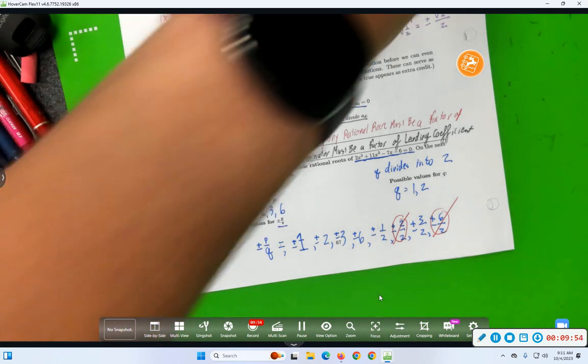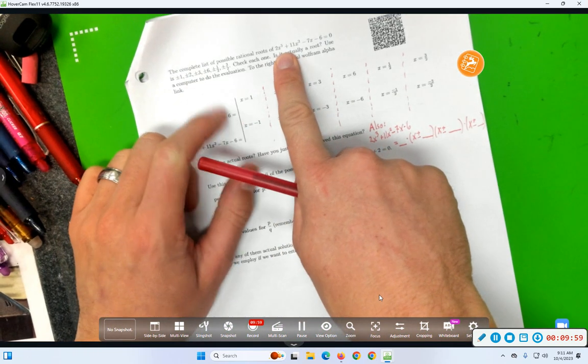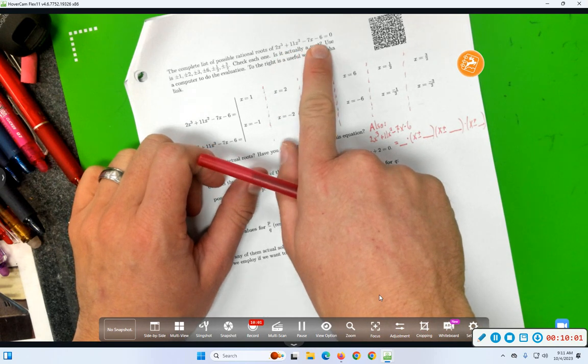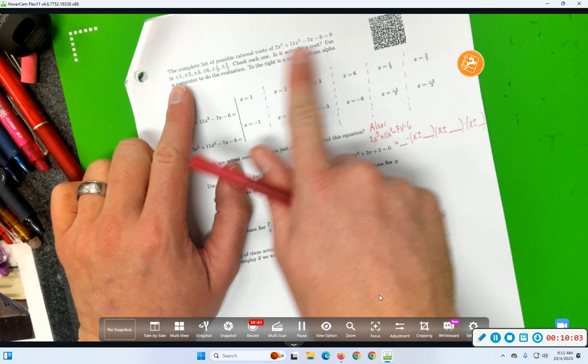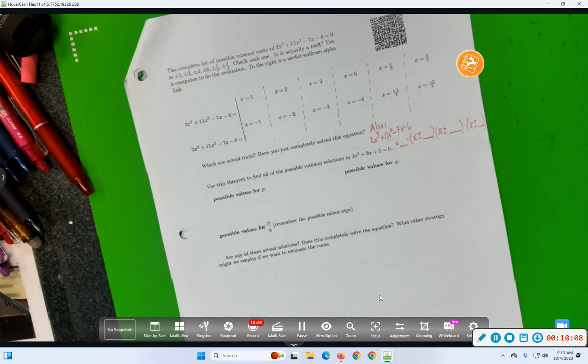So 2x cubed plus 11x squared minus 7x minus 6 equals 0 has a complete list of possible rational roots on that list. So if I want to check for roots of a polynomial, there's a finite list that's a reasonable place to start. And I've broken it up with those dividing lines because I think the right thing to do is break up the work. Maybe I'll do 1 and minus 1.